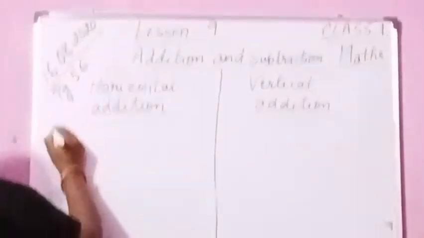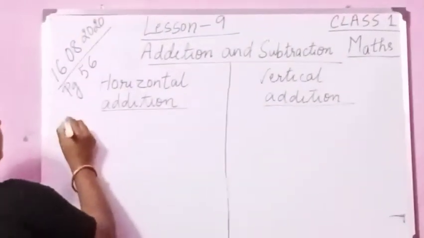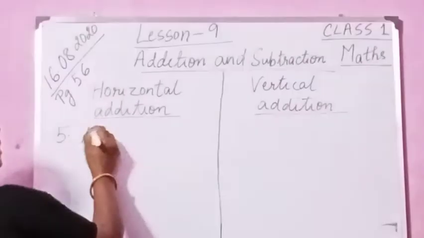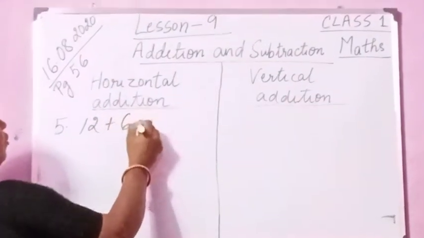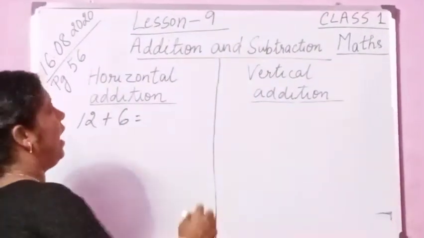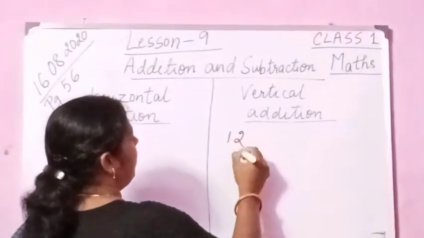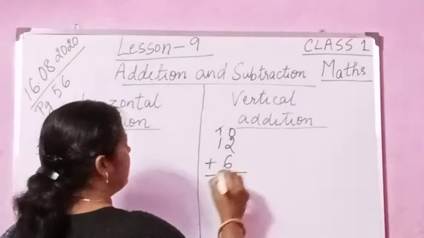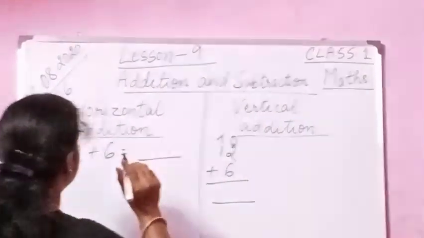See this one, number 5. All of you please see number 5. It is 12 plus 6. Okay. Let us write down 12 plus 6. We are going to write it in horizontal way. And in vertical we also write down 12 plus 6. So here you write down ones and here you write down tens. Okay. So 12 plus 6 is how much?